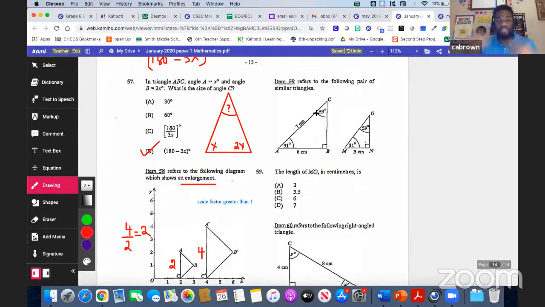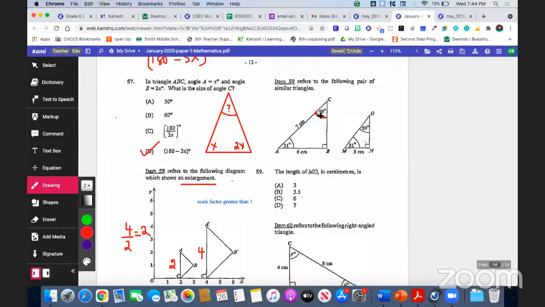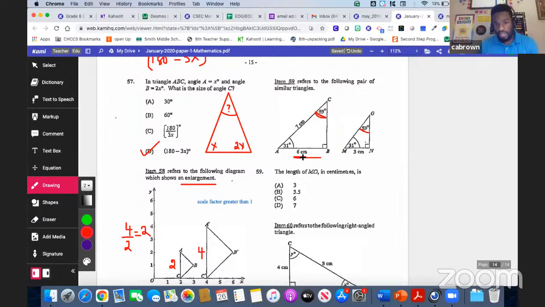So multiple choice, as you know, the questions will repeat. These are similar triangles because this is 59. This is also 59. This side is 6. This side is 3. There's a relationship happening there. This triangle is smaller. It's like half the size of this one. So if this side is 7, it means that this side will be 3.5 because it's half the size. So our answer is B.